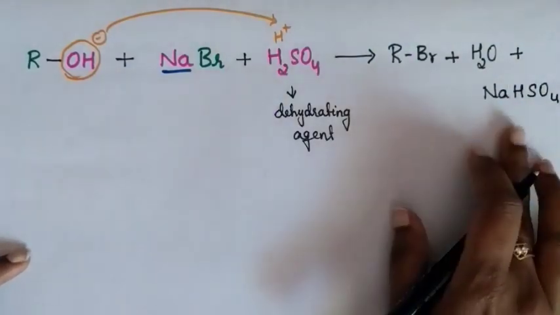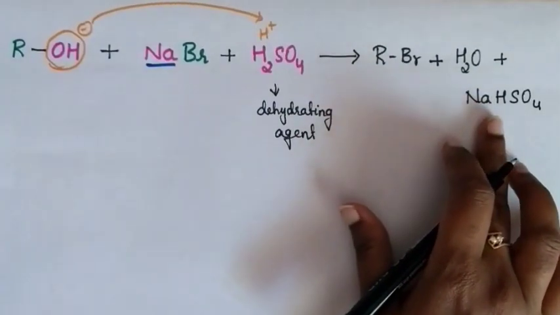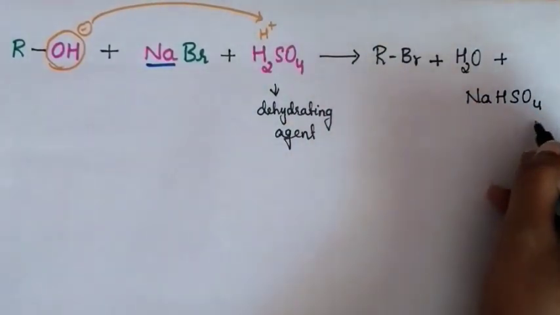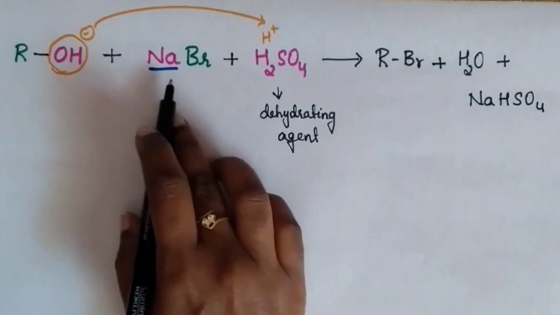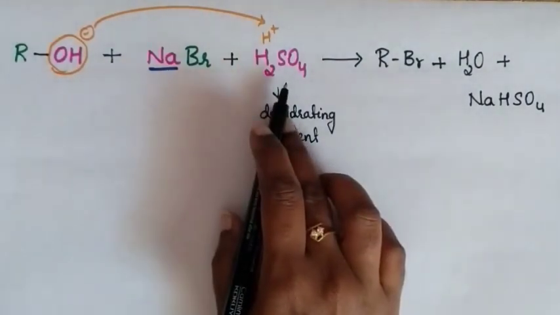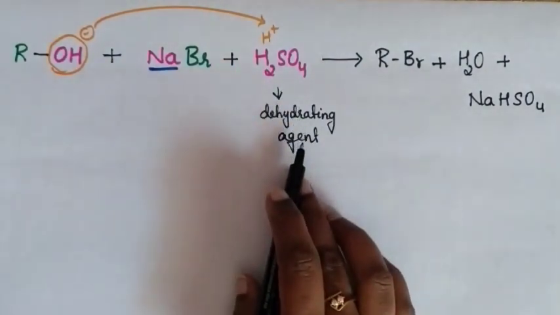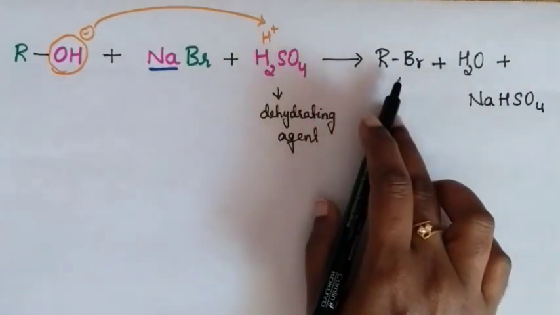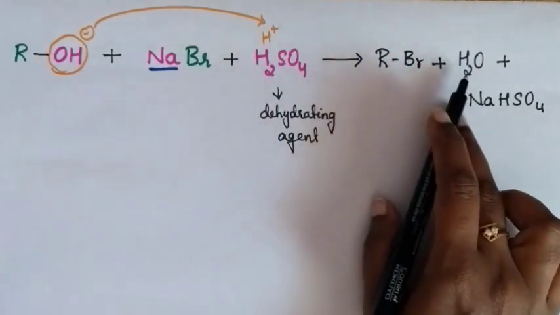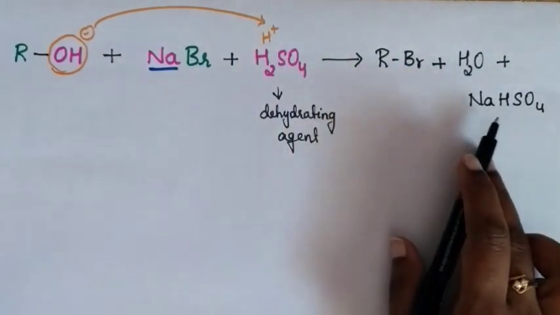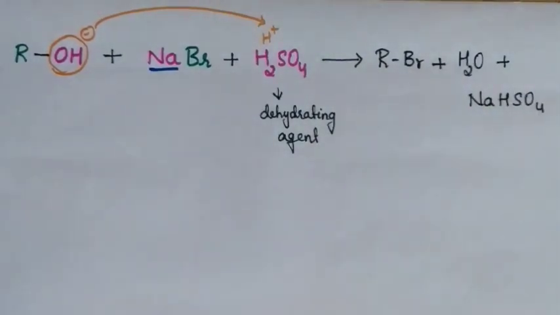NaHSO4, sodium hydrogen sulfate, is one of the byproducts we get in this process. When alcohol is treated with sodium bromide in the presence of sulfuric acid, which is acting as a dehydrating agent, it is going to form RBr with the removal of a water molecule, and sodium hydrogen sulfate.